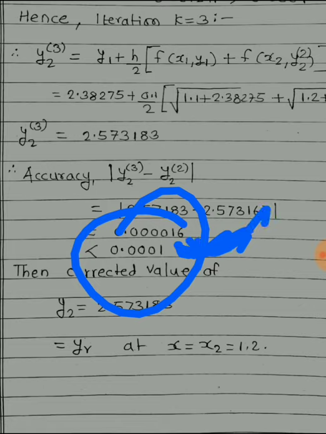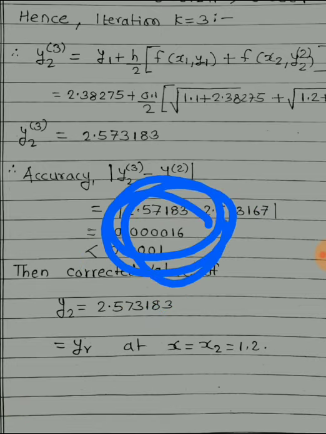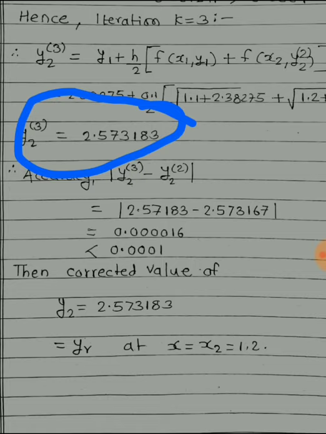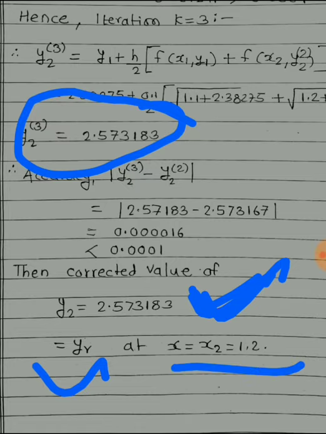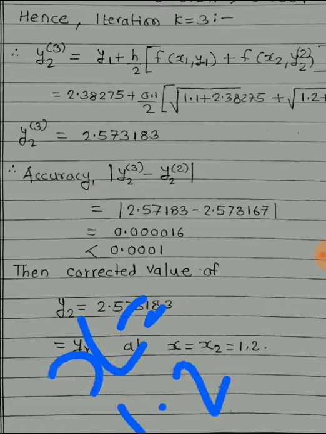If the difference between the two values is less than this, we can say the accuracy is maintained. Hence the correct value of y2 will be the value which we have just now calculated, that is, y2 is equal to 2.573183. So yr, that is equal to y at x equal to xr. It means when x becomes equal to 1.2, that is x2, at that time y2 is equal to 2.573183.